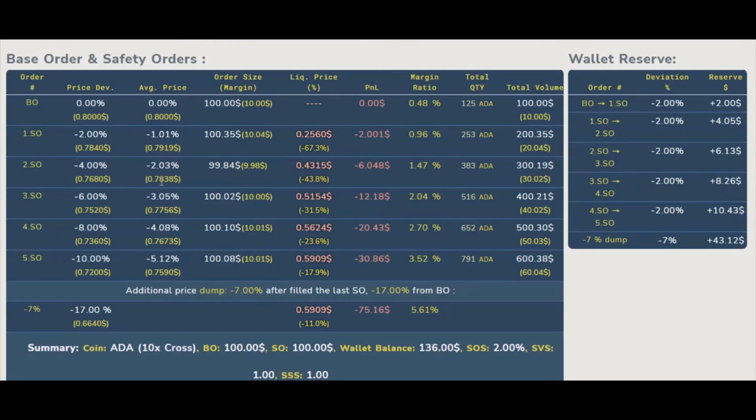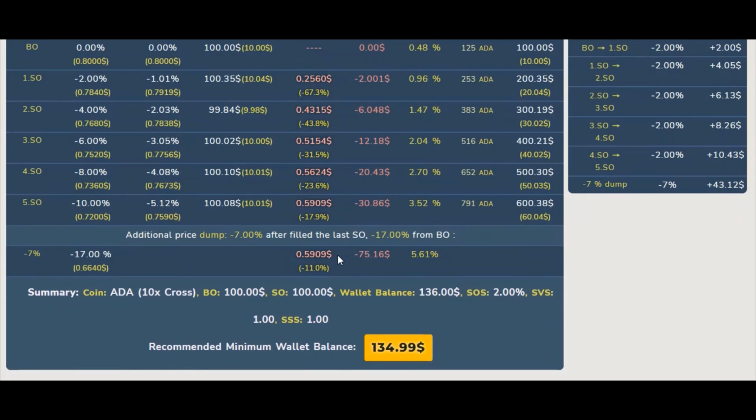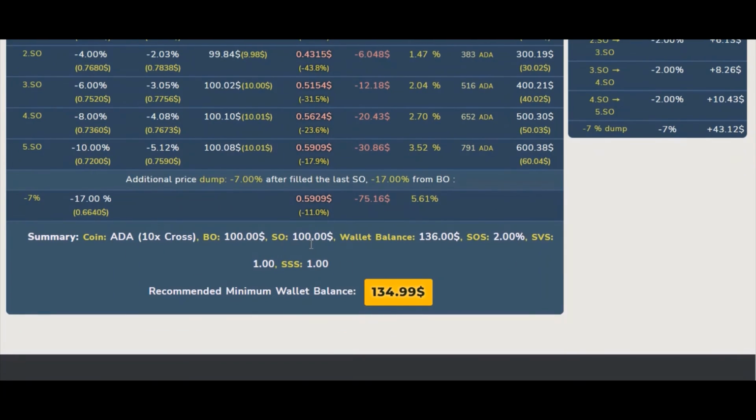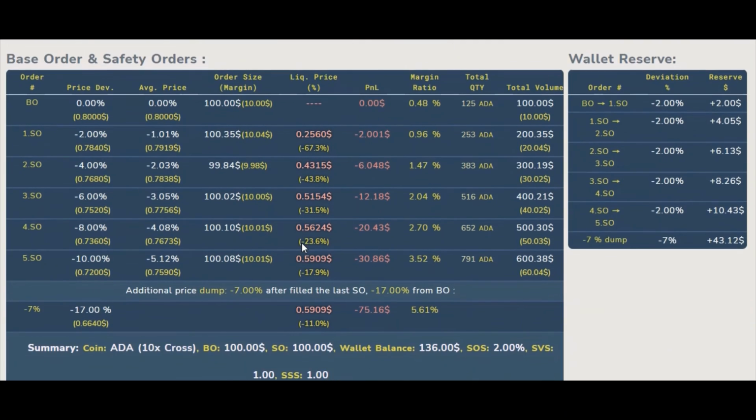But if it goes down again, it is buying, meaning it is spending more money to buy. Now the liquidation price comes to 43. After the third safety order, 0.51 liquidation price. After the fourth safety order, liquidation price is 56. Now 59. That means if in any case the price of ADA coin comes down to 59.59, there's a chance of liquidation. So I have to put additional money to cover this one.